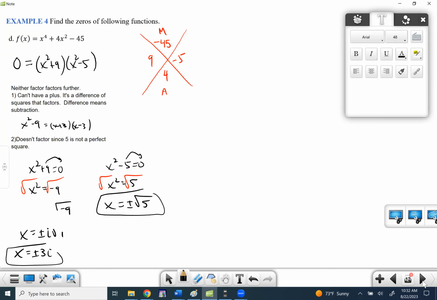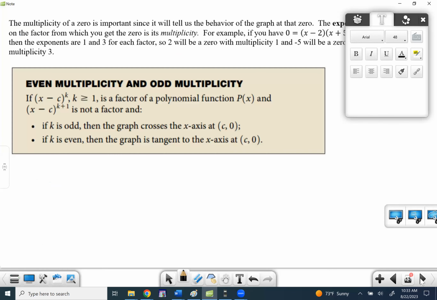This one's degree 4, and here's where you would really want to check, because a lot of students forget the plus or minus. Without the plus or minuses, you would have this, and you'd only have 2 solutions. So you would know you would be wrong, because the highest exponent is 4, so we should be getting 4 answers. And with the plus or minuses, we have 4. 3i, negative 3i, root 5, negative root 5. There's your 4.